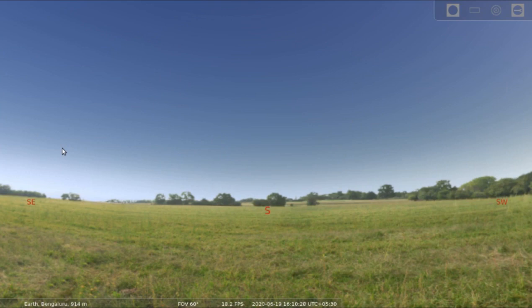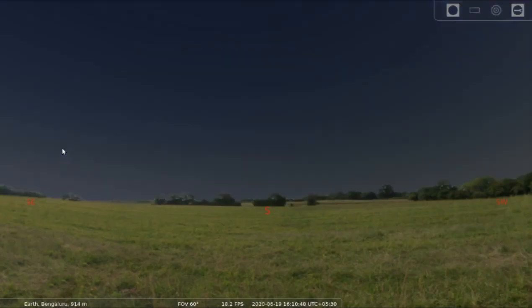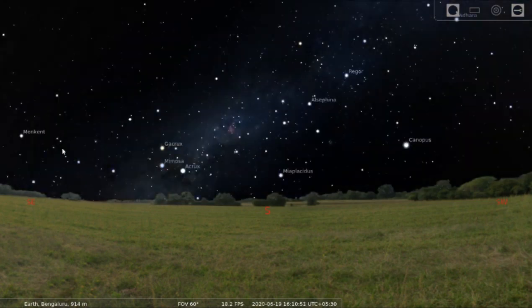We are in a field near Bangalore trying to do stellar observations. At present it is daytime, so you are not able to see the stars and the planets very clearly. So what I will do is I will remove the atmosphere, and then you will be able to see the stars quite clearly. Now if you observe here, you can see the Milky Way slowly rising, and many millions of stars you will be able to see at this juncture.